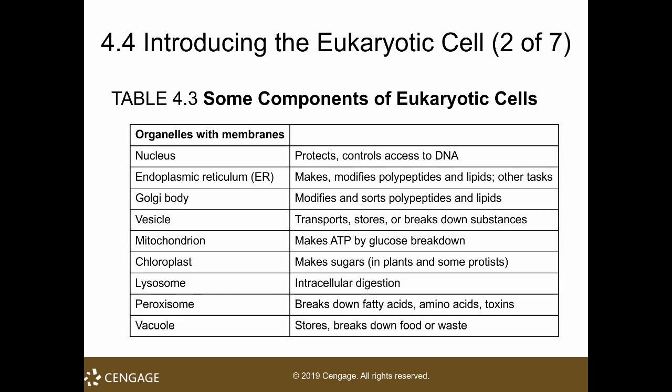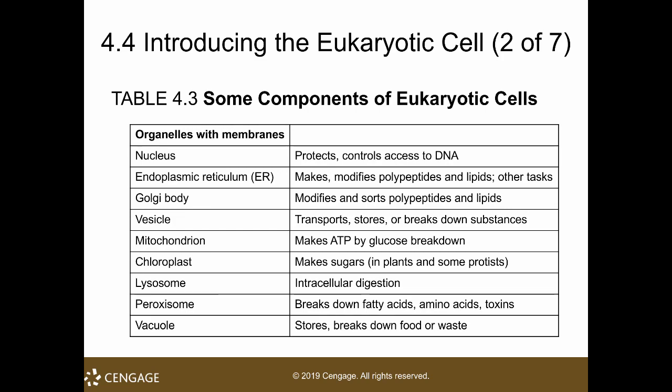So we have several components of the eukaryotic cell. These are the membrane-bound organelles, organelles of the cells that have membranes. The first one is the nucleus. The nucleus protects and controls the access to the DNA. The endoplasmic reticulum is responsible for the modification and is the site of the synthesis of polypeptides and lipids, among other tasks. And then we have the Golgi body, which is for the modification and packaging of polypeptides and lipids.